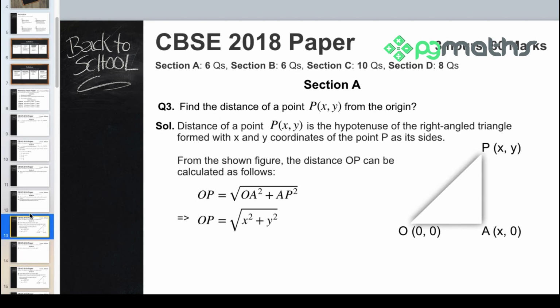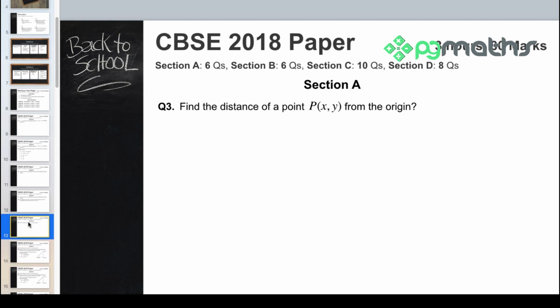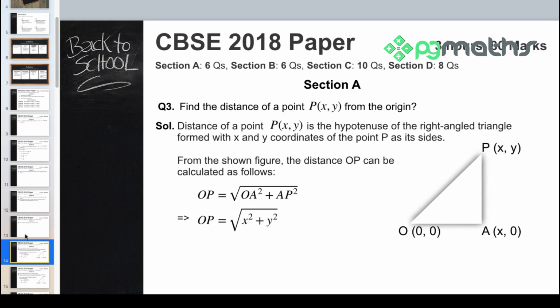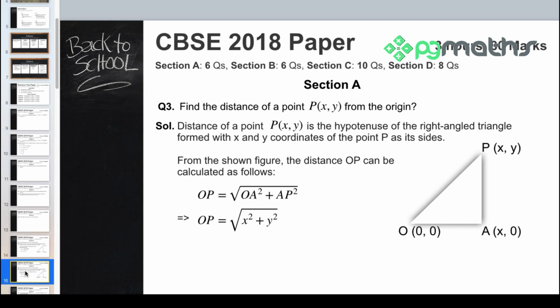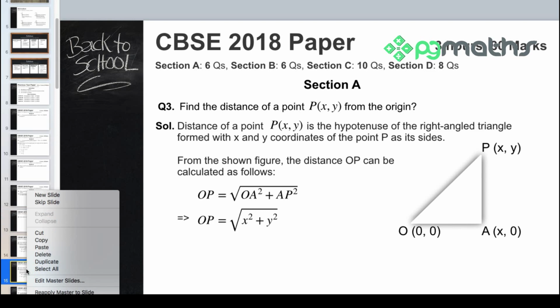Why is it repeated? Cool. Moving on to the, is it repeated? It's repeated. Just give me a second.